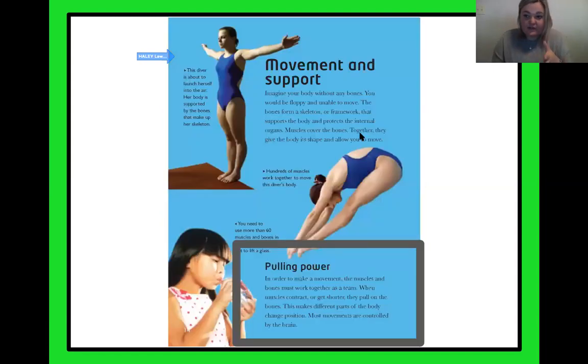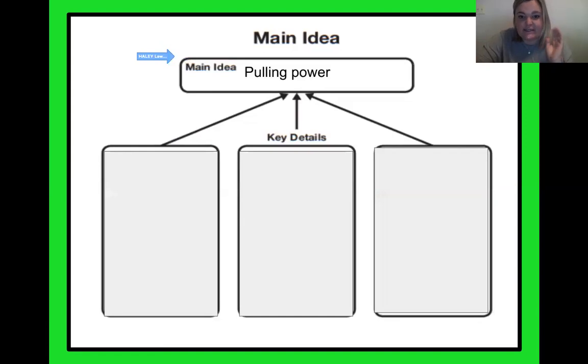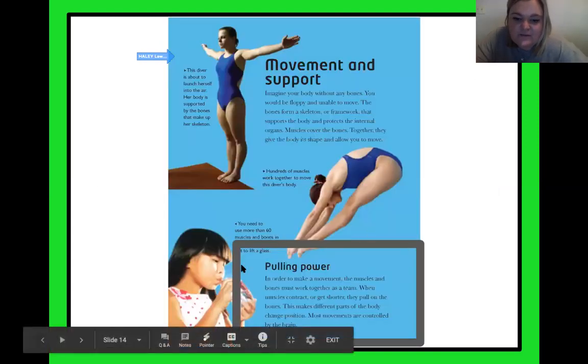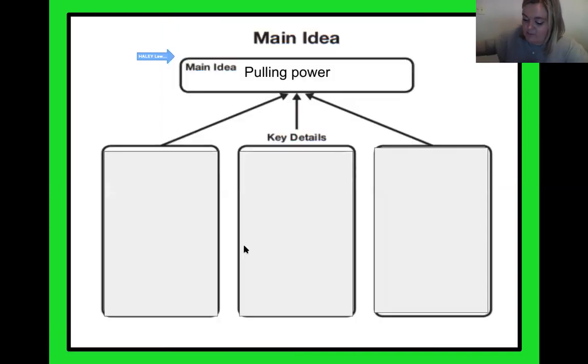So let's go back and go ahead and draw your main idea and key details chart. It's going to look like this. You're going to have your main idea and your 3 key details. Go ahead and pause the video if you need some time to draw this. We are going to be focusing on this paragraph down here. Pulling power. So that is our main idea because the heading gives that to us. So go ahead and put that as your main idea.